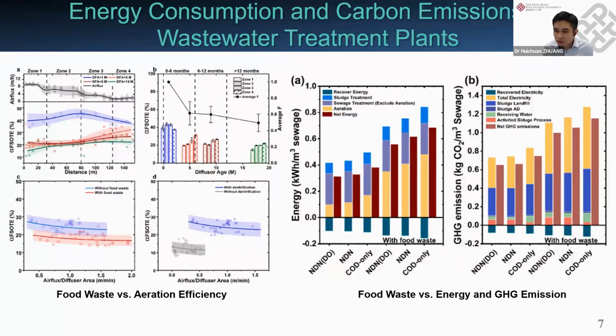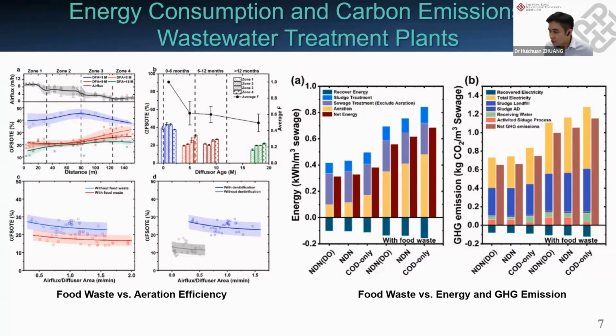You can see from the left-hand side is the basic aeration efficiency of the sewage treatment works. We can find that the food waste in the sewage affects a lot. You can see the different alpha SOTE is shown for different sewage with and without food waste. And also the process design, for example, the nitrification and denitrification, also affects a lot. You can see there are two different lines in the alpha SOTE figure, with denitrification and without denitrification. So we summarized those simulation results and created an energy profile and also the greenhouse gas emission profile on the right hand side.